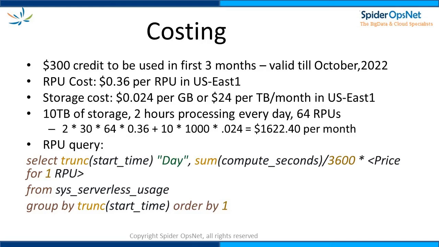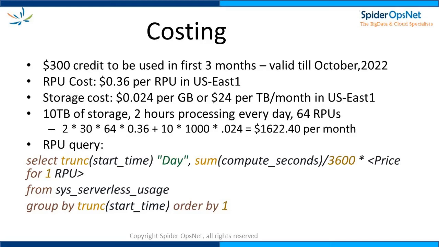The storage is called Redshift Managed Storage and is costed separately at $0.024 per gigabyte per month or $24 per terabyte per month. Note that usage of space is rounded to hours and 720 hours are considered for a month, whereas RPUs are counted in seconds and rounded to minutes for billing.